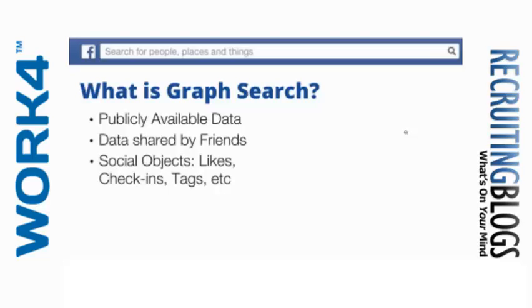And they call these things social objects. So everything you like, it considers some sort of signal of interest. When you check in somewhere, that's a signal that you regularly visit there, and probably you like whatever the food is in that restaurant, or the type of coffee, or the location, that you're there regularly.